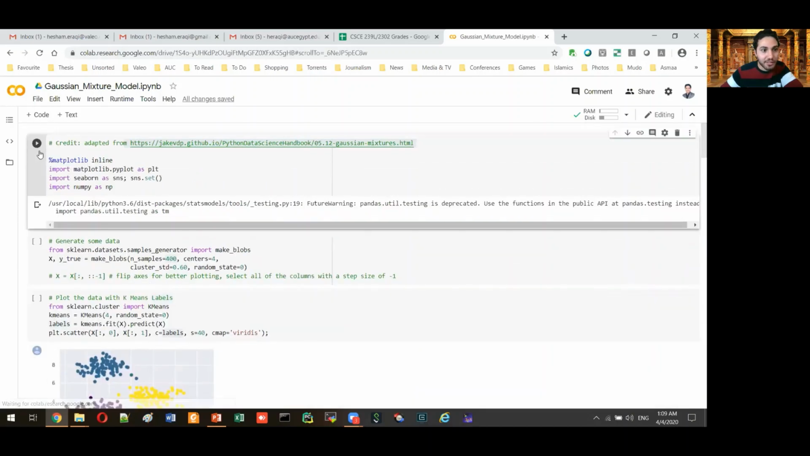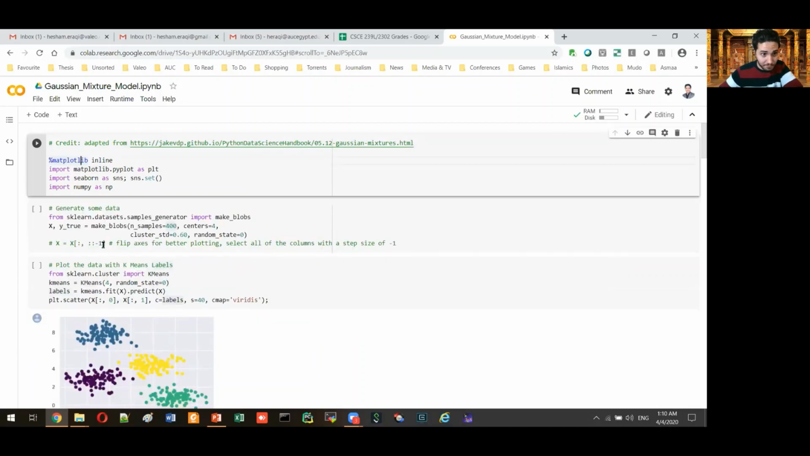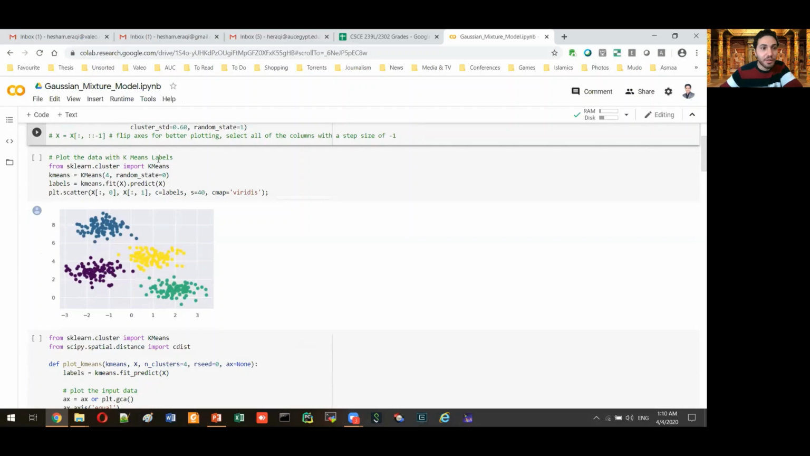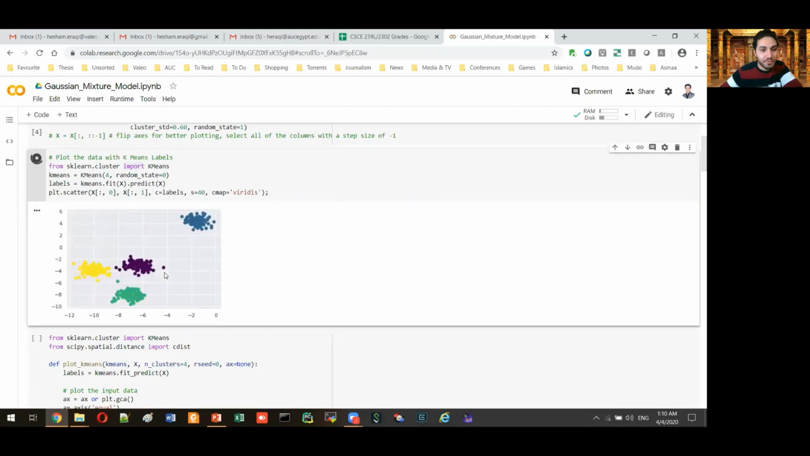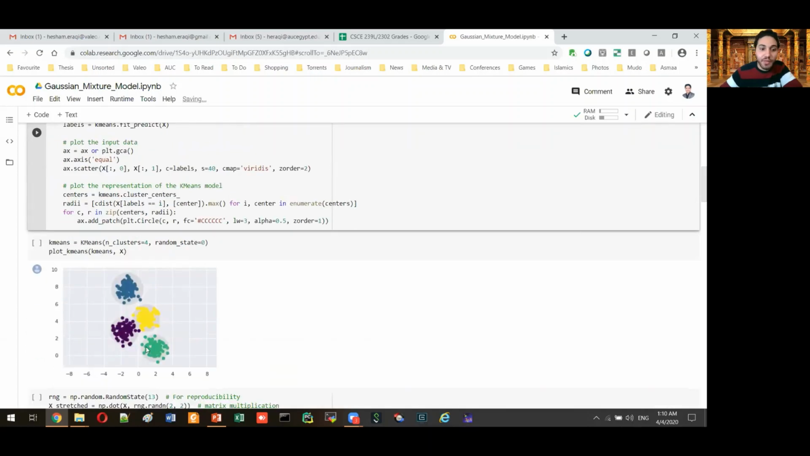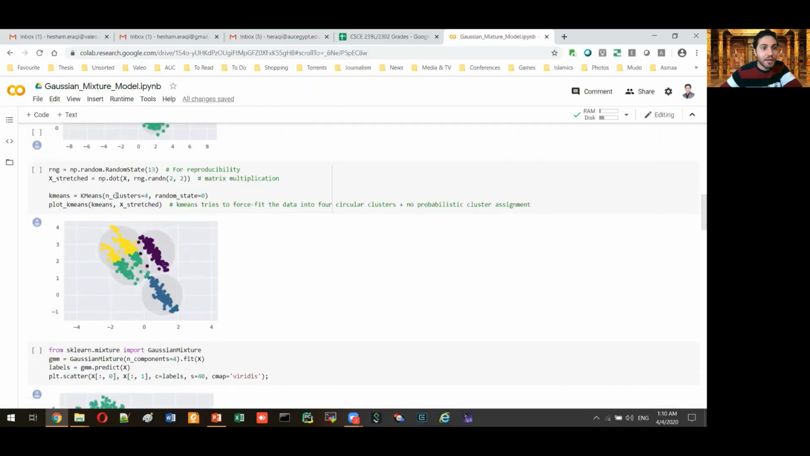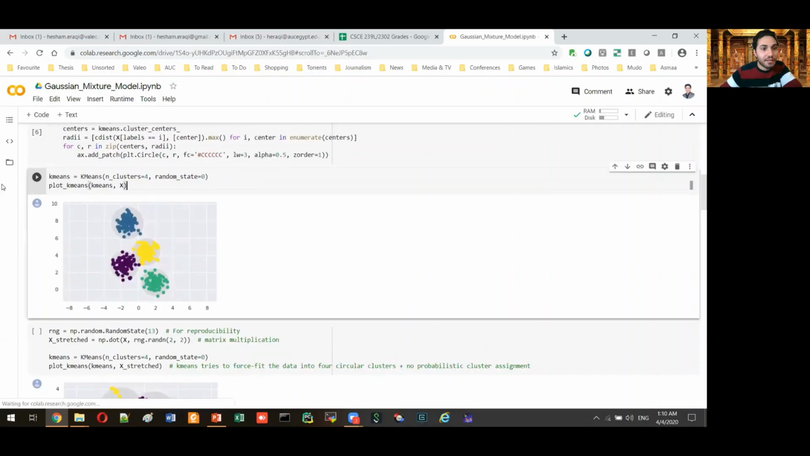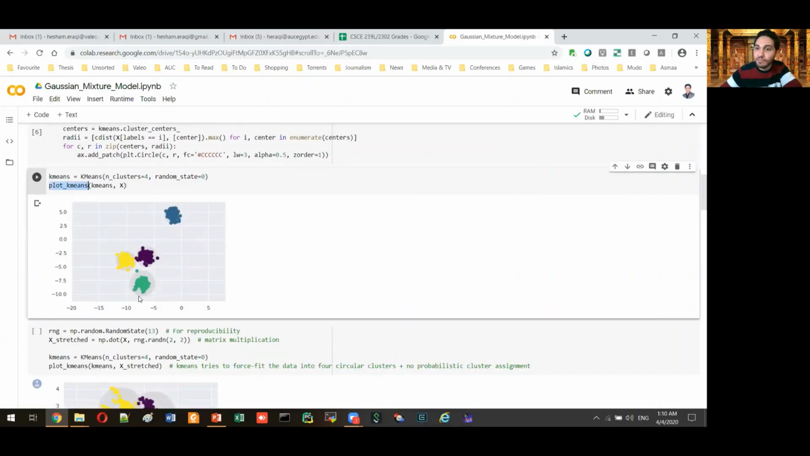Let's try to run this. If, for example, you change the random state here, you will find that I end up with a different point configuration. This is a function that I use to draw a circle around each cluster center. It's a very simple function. Let's run this cell because we are going to call this function later on. And here I call it, plot k-means. So it draws a circle around each cluster.